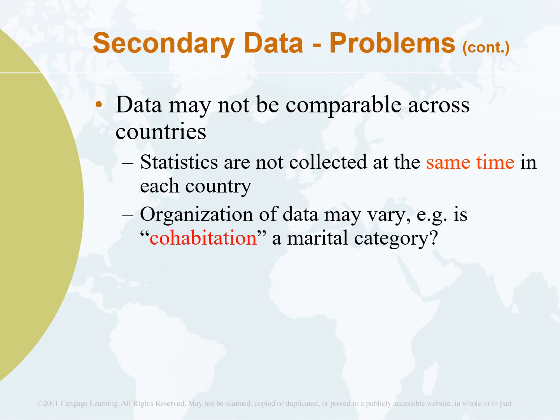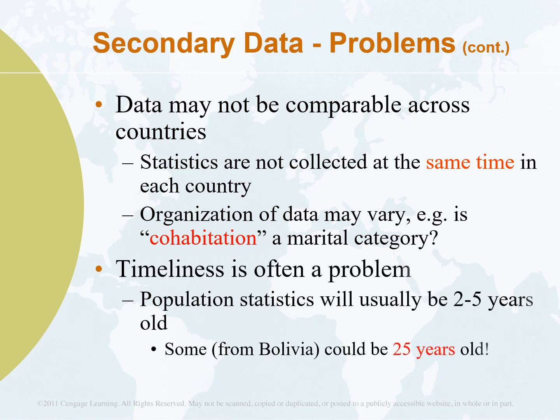And also data may not be comparable across countries. Statistics are not collected at the same time in each country. So when you compare, it's almost like comparing apples with oranges. Also, organization of data may vary. For example, cohabitation: is that a marital category or what? Organization of data may be different.